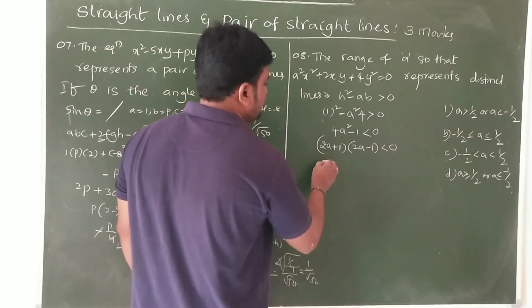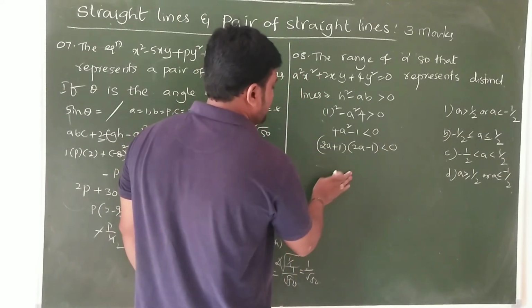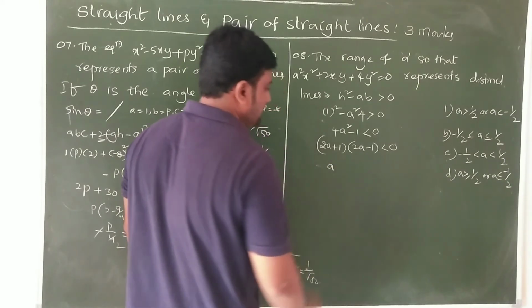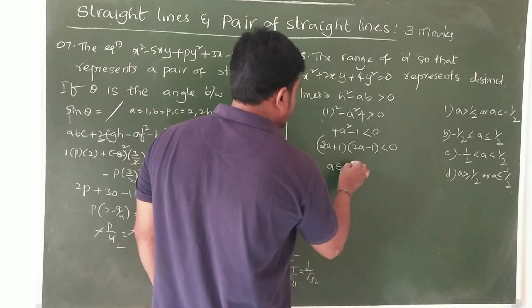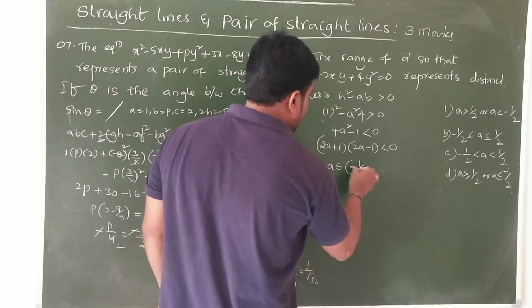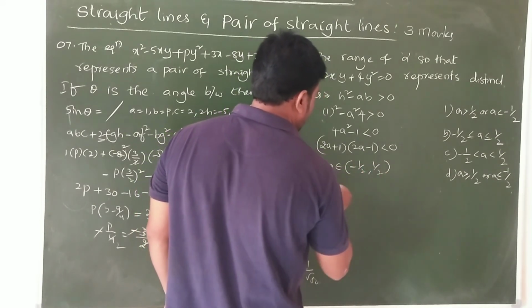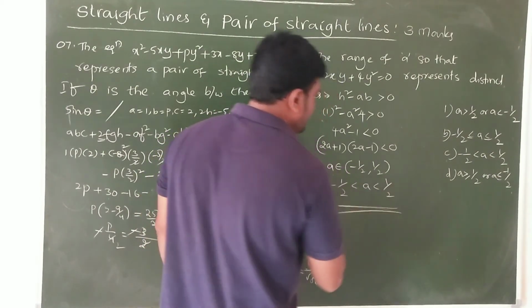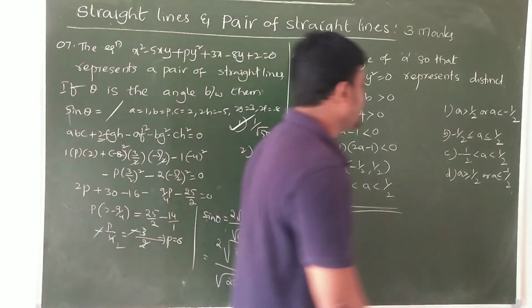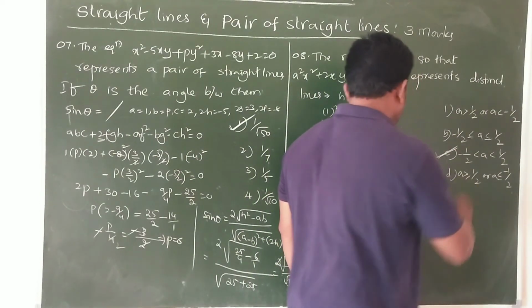Okay, then a belongs to what? Minus 1 by 2 comma 1 by 2, the values between minus 1 by 2 and 1 by 2. Which option? The third option is the right option.